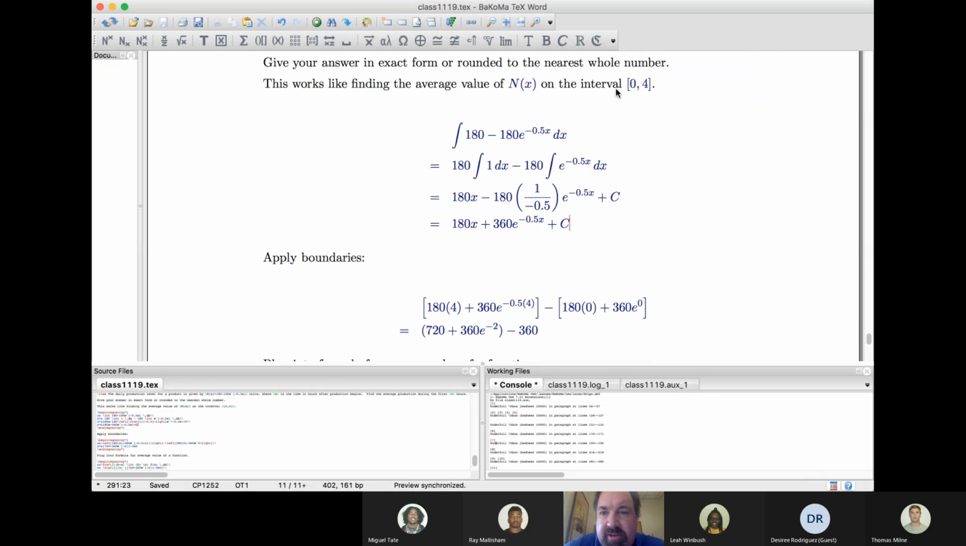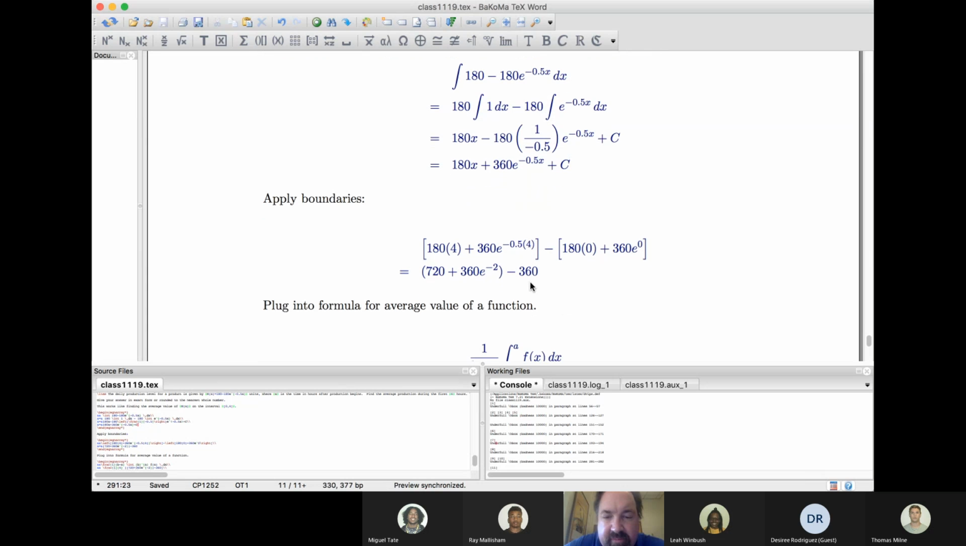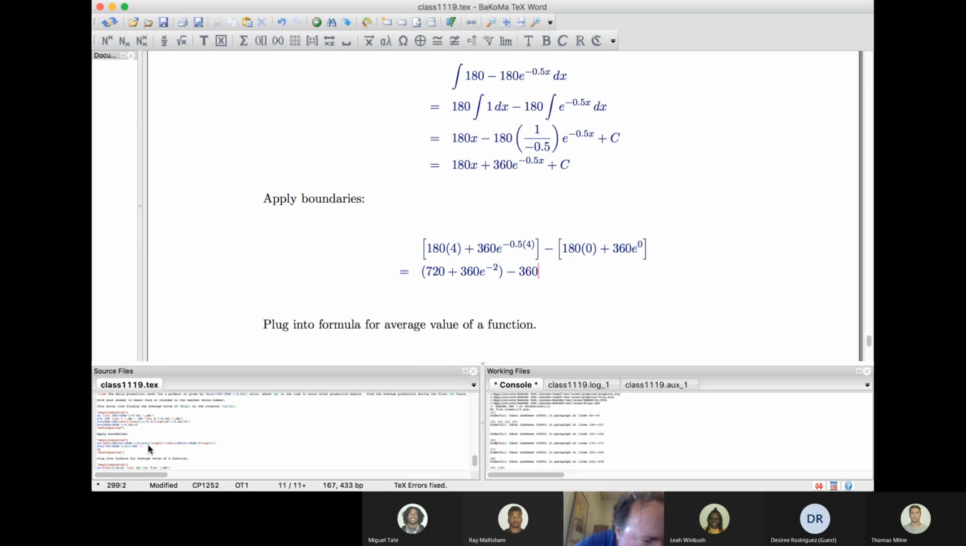And then the limits are 0 and 4, so you plug in the value at 4 minus the value at 0. Remember, e to the 0 is just 1. So for this value, we're subtracting off 360. This turns out to be, let me simplify this a little bit, 360 plus 360 e to the minus 2.